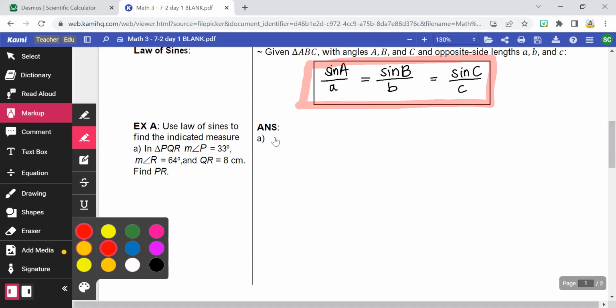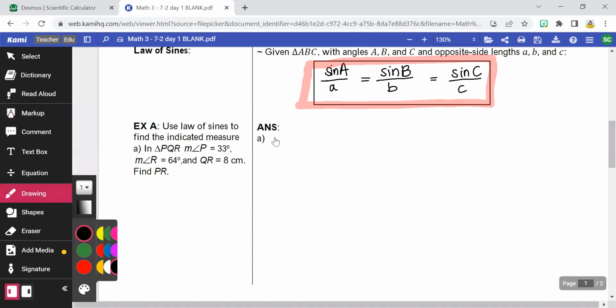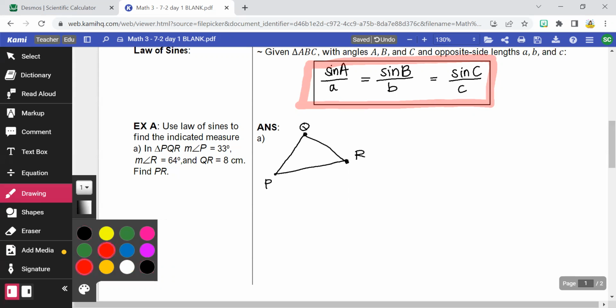So let's try. If I have a triangle PQR with the indicated angle measures, let's draw out triangle PQR. And again, I just know it's not right. I could draw it right if I really wanted to, but I could draw the same triangle every time if I wanted. The measure of angle P is 33 degrees. The measure of angle R is 64 degrees.